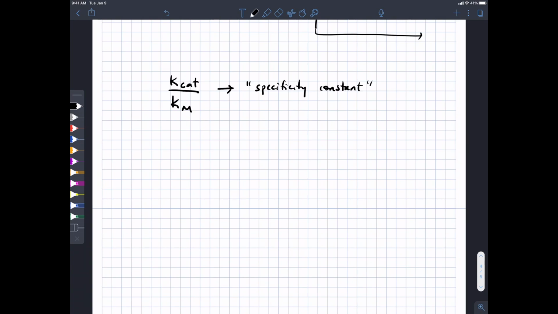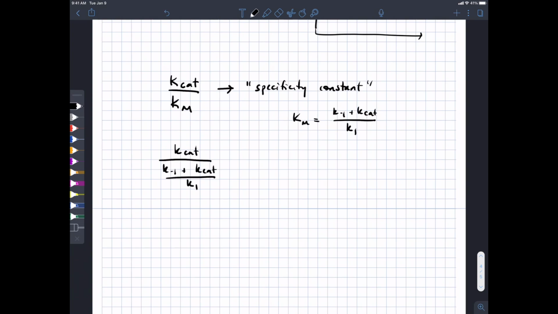Right, so this would be useful if you were comparing enzymes operating on different substrates. Because remember that Km equals (k_minus1 plus kcat) divided by k1. So it includes both binding and catalysis. So let's just see what happens if you put them over each other.